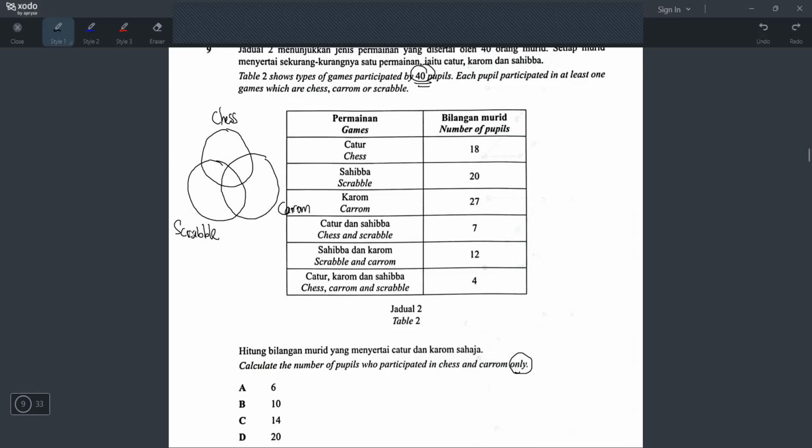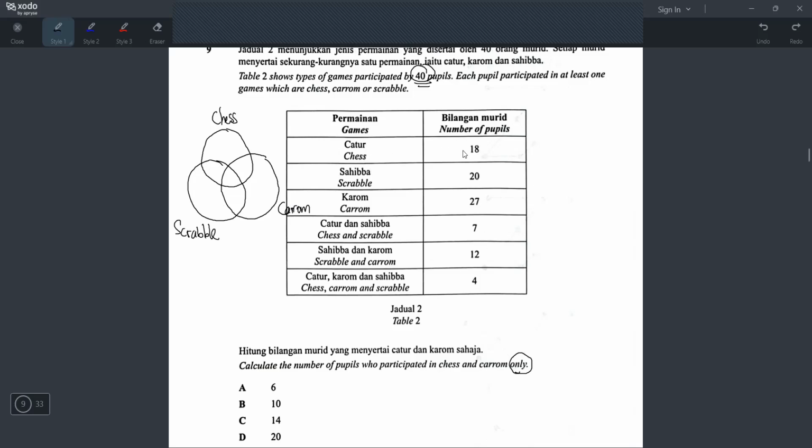So what if I say Scrabble and chess only? It means here only, not including the middle part. But if I say Scrabble and chess, then it's here. Okay, so you understand? I hope my explanation helps you understand the whole thing. Now we can start to read all this information.